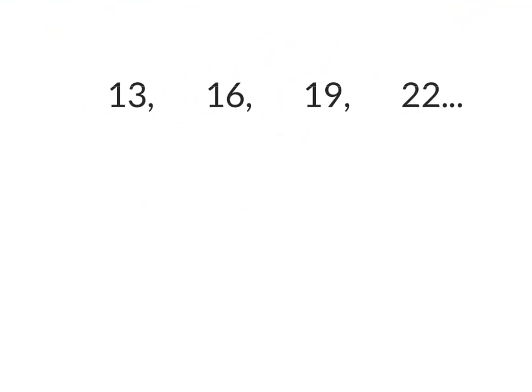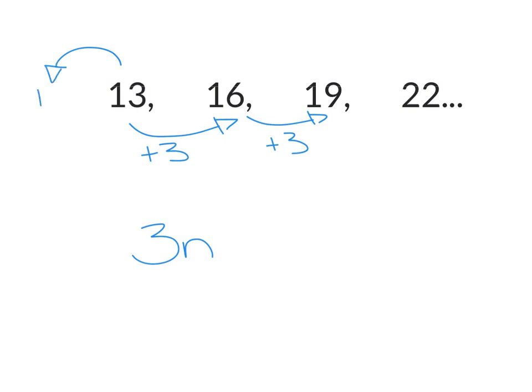Next question. 15, 16, 19, 22. Well, it's going up in 3s each time. So it's going to be 3n. If I go back a step, it brings me to the number 10. So it's 3n plus 10.